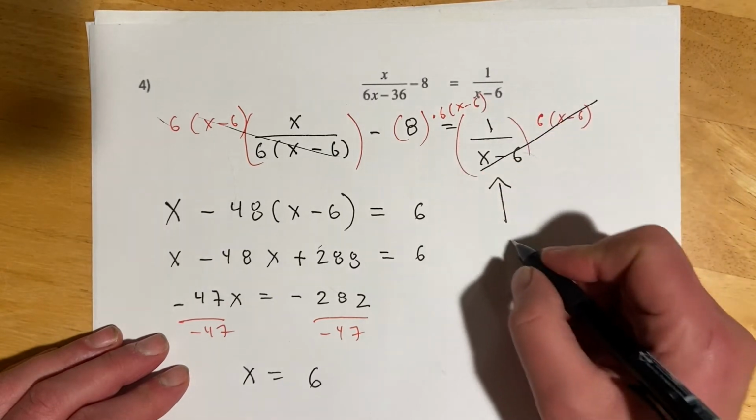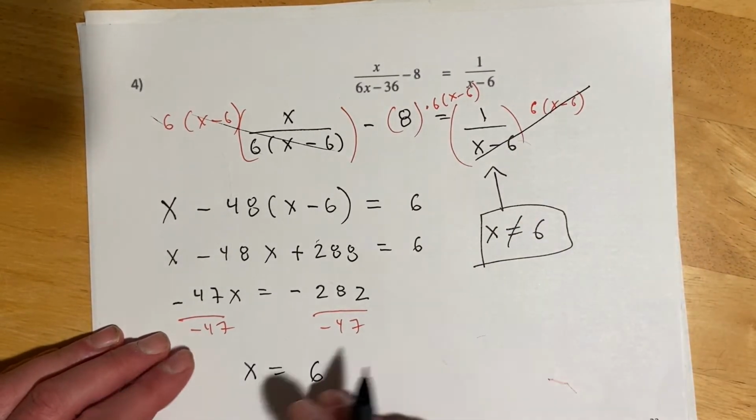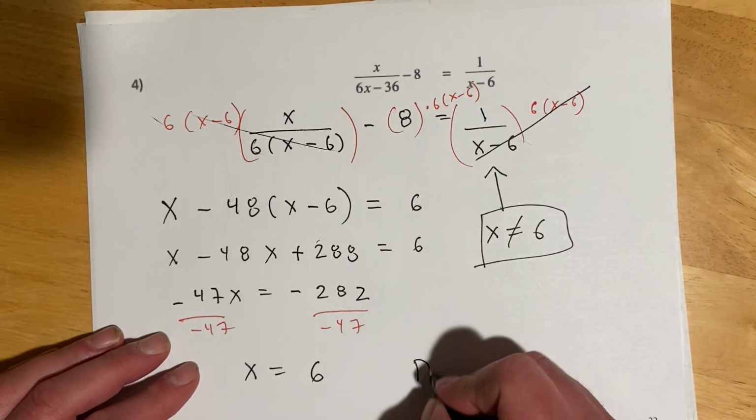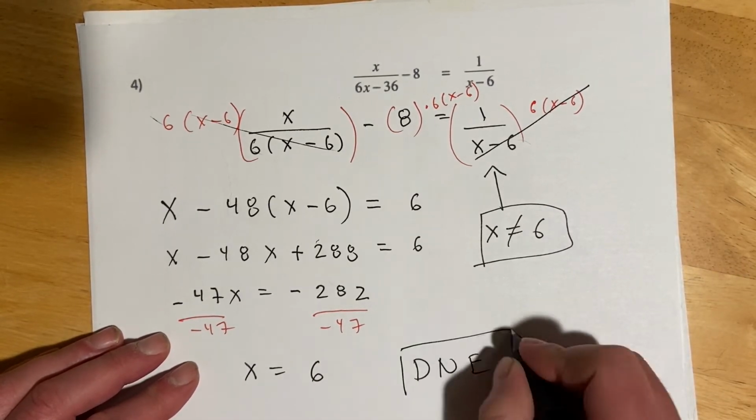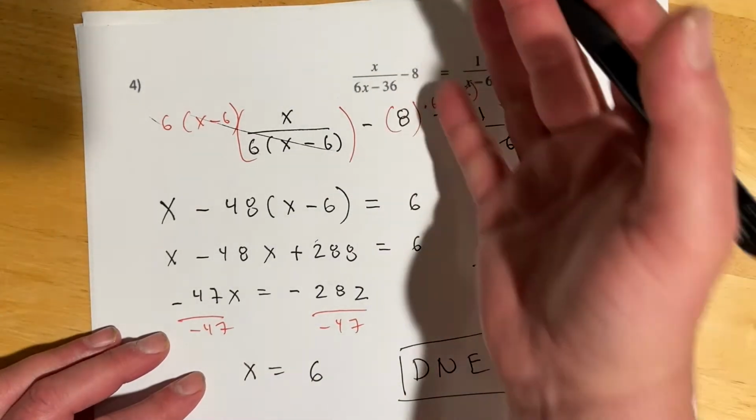restriction from the original problem up here is x cannot equal 6. So this is the kind that is a no solution, or for the computer, you would put DNE, since the only thing that we came up with is the one thing it can't be.